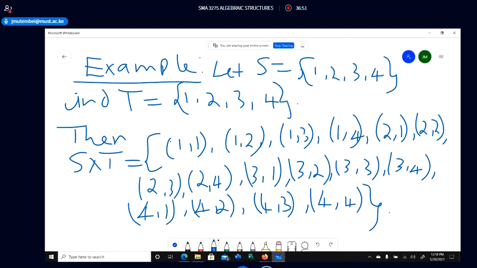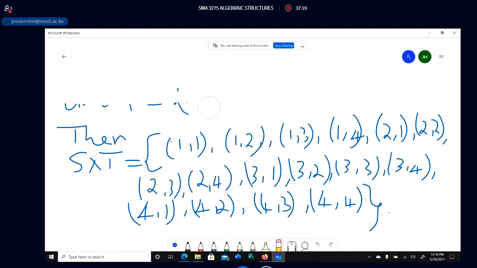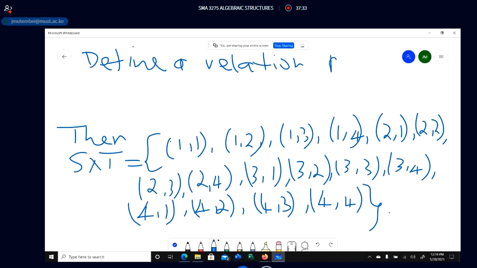Now I can describe a relation between S and T, so that I consider the relation S is less than T. Supposing I define my relation R as S is less than T. So we define a relation R by S is less than T. Let's say that is my R. Then I can represent all those pairs that represent my R.